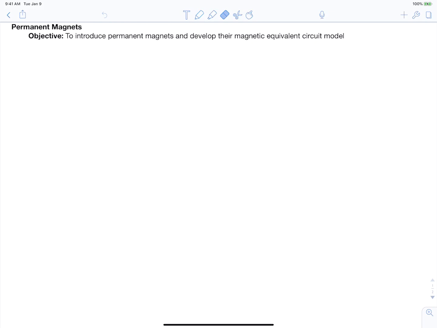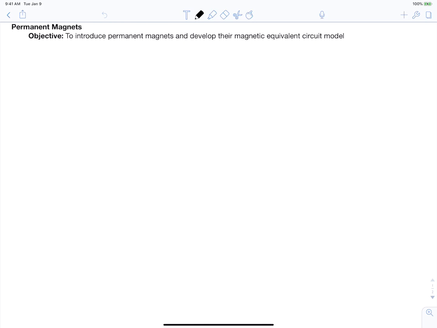The objective of this video is to introduce permanent magnets and develop their magnetic equivalent circuit model. Up until now, we've been developing magnetic equivalent circuits using Ampere's law and considering the magnetomotive force as being produced by current linkage. That is, we evaluate the integral of H dot dl along an enclosed path, and we set it equal to the integral of the current density within the surface of that path.